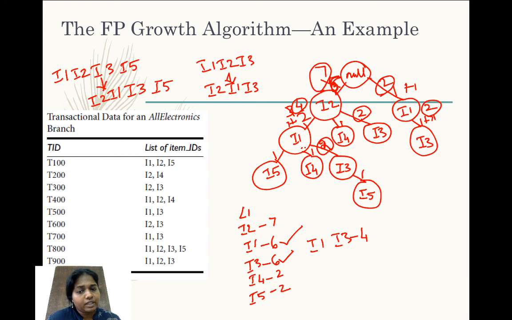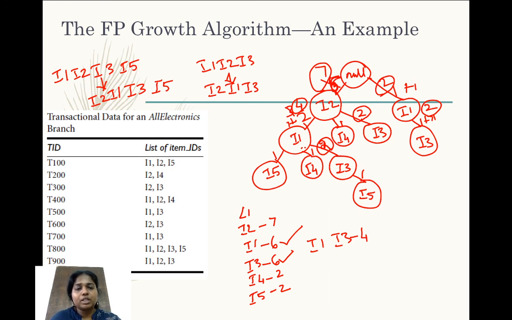So instead of scanning the entire database again and again, it is sufficient if I look into the tree structure and find out what is the support value of each of these items. So I'm going to use only an FP tree for construction. And once the FP tree is constructed, I need not scan the database once again, either to calculate the support value or look into the frequent pattern.